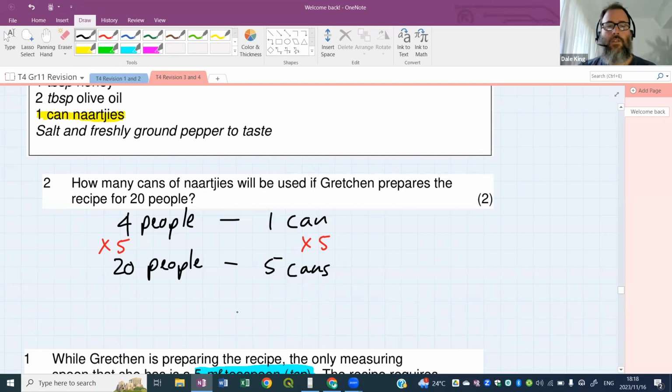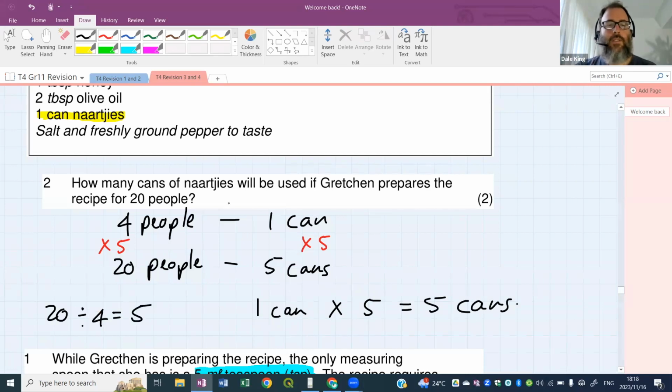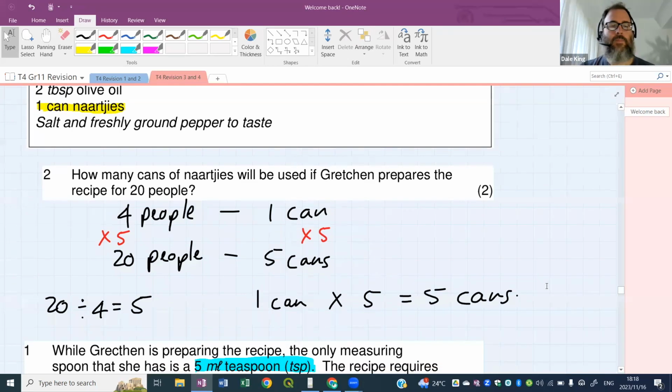All right. So 1 can times 5. It's 5 cans. And how did we get that? Because for 20 people, I have to get the 5, you can say divide by 4, that'll give you 5. All right. Yep, that's it. Easy 2 marks. Well done.